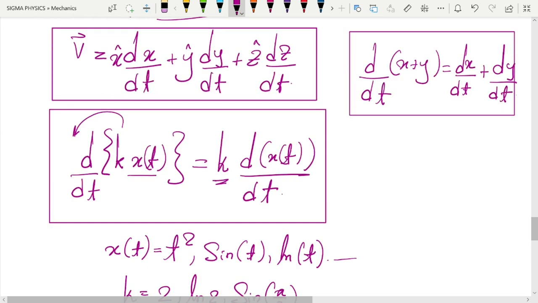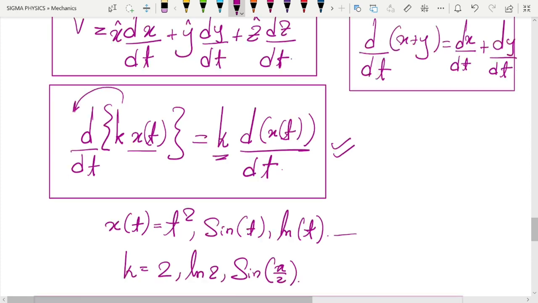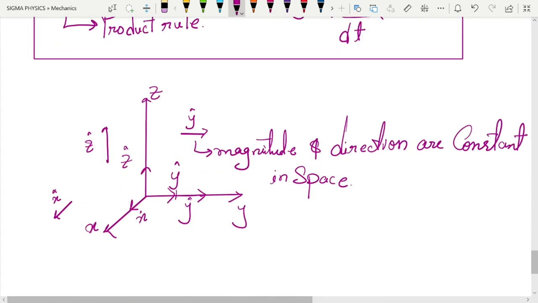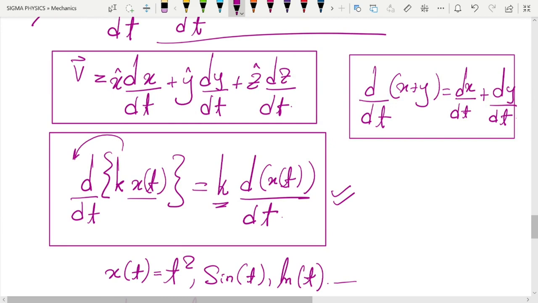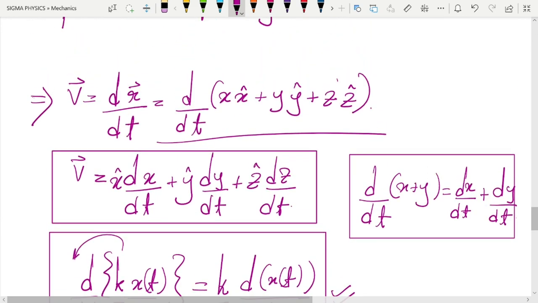And hence we are going to apply this law. Since both magnitude and direction are constant in space and time, applying this law here, you have seen that the k just goes out of the derivative. Similarly over here, this x cap, y cap and z cap will go out of the derivative. These will come out of the derivatives and you will have only the derivative of x, y and z.